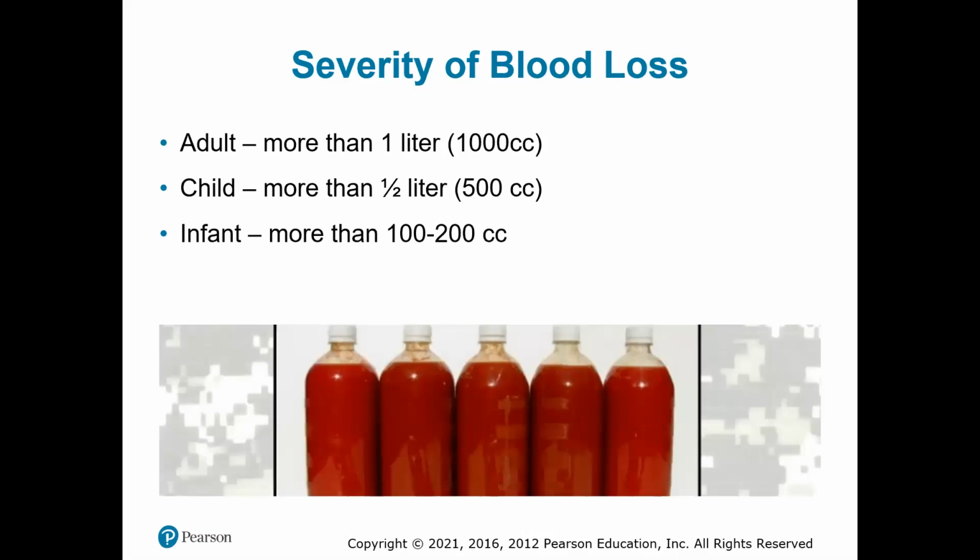When we talk about blood loss, what is severe? Think of those liter bottles of pop. More than 1 liter is considered severe in an adult, since an adult has about 5 liters. More than half a liter in a child, and more than 100 to 200 cc's in an infant. So just keep that in mind. An infant may not look like a major bleed, but 250 mL or 250 cc is the same thing. That's not a lot.